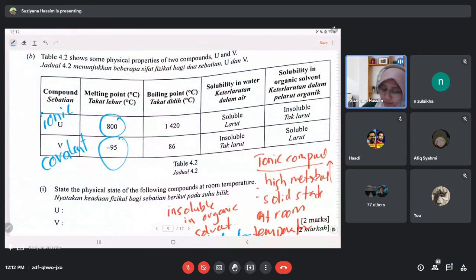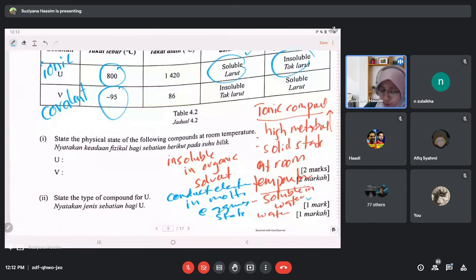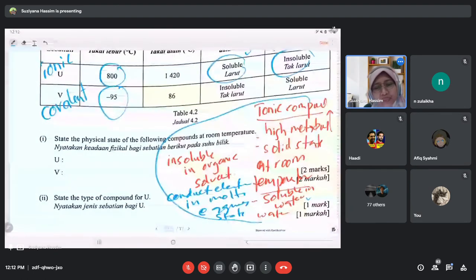So, you can check. Soluble in water, insoluble in solvent. If you don't know this compound, sayang, the properties, the physical properties, macam mana nak jawab? Kan? So, kena kuatkan konsep. Alright, jom kita tengok soalan.